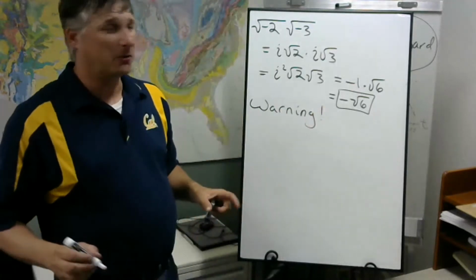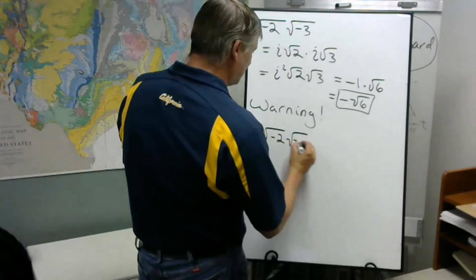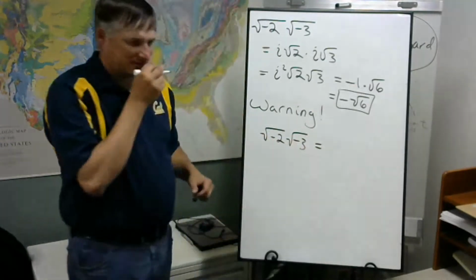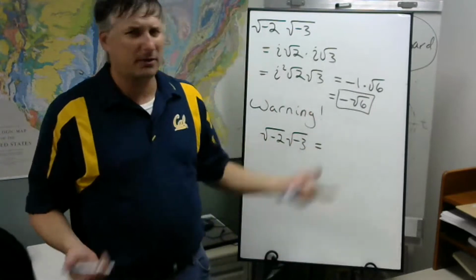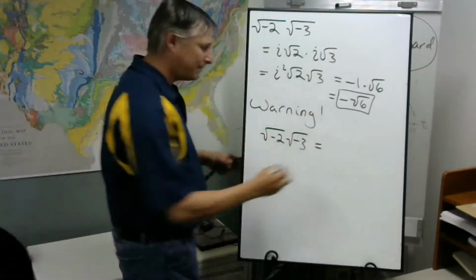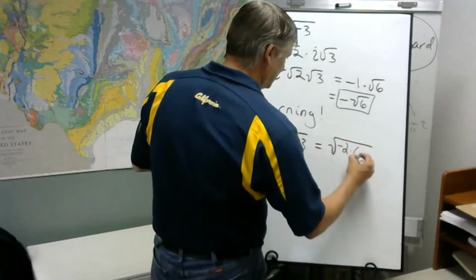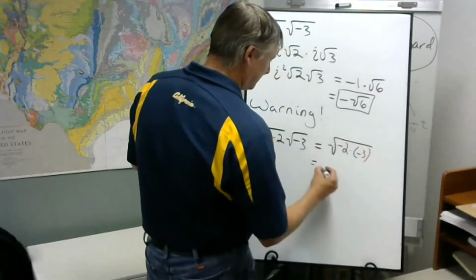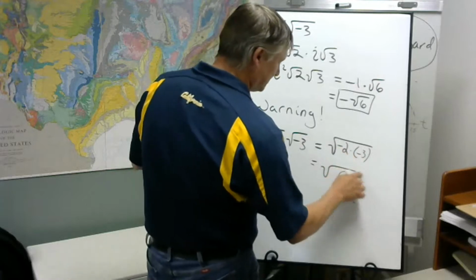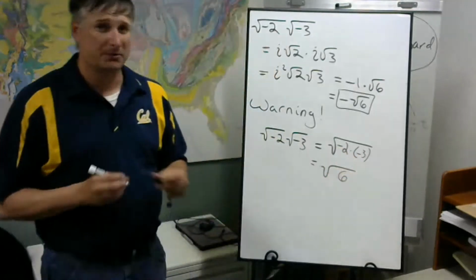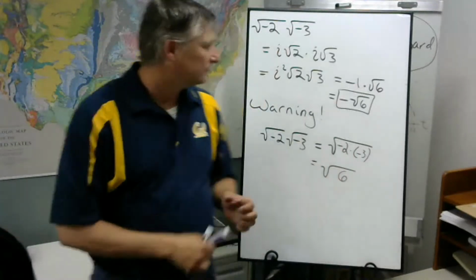This is something you want to watch out for. Some of you might be thinking, well, wait a minute, why don't we just combine the square roots right now? Why go through all that stuff? Well, what happens is you'll get square root of -2 times -3. Negative and negative would be a positive. And so your answer comes out square root 6, not square root -6.